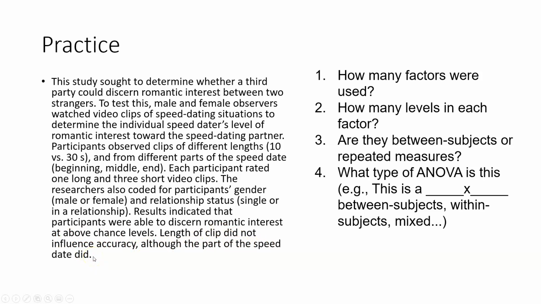So again, this is a real study, that's why it's so convoluted, but when you see things like this in an actual abstract, you need to be able to discern how many factors there were, how many levels, and what kind of ANOVA this is. So I'm going to pause, and you should pause, and then proceed when you're ready. So the number of factors here is 4. There are 4 independent variables. They are the length of clip, the part of the speed date, the gender of the participant, and the relationship status of the participant.